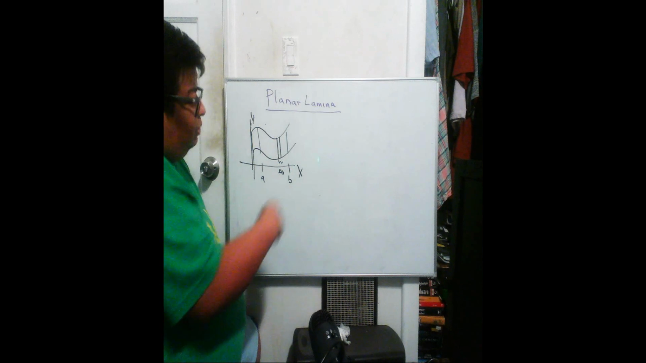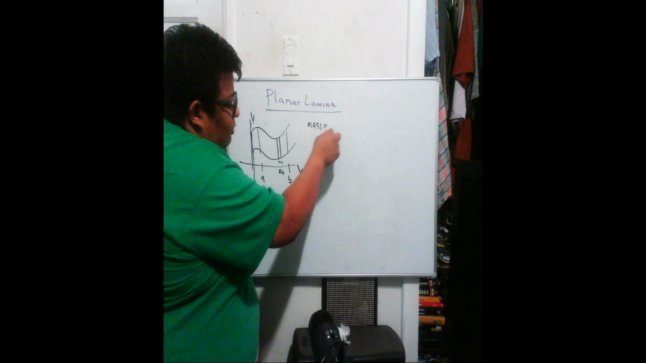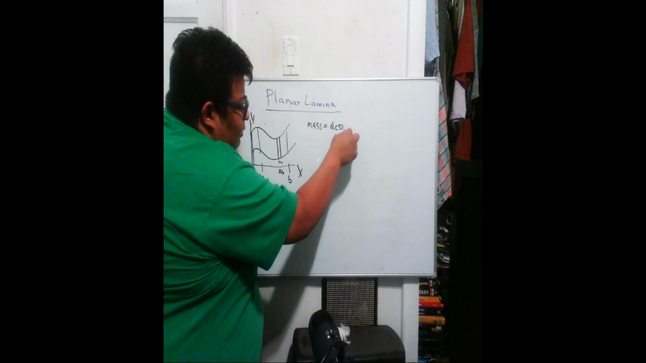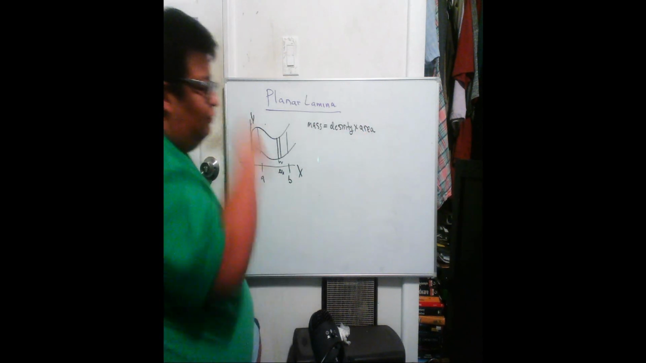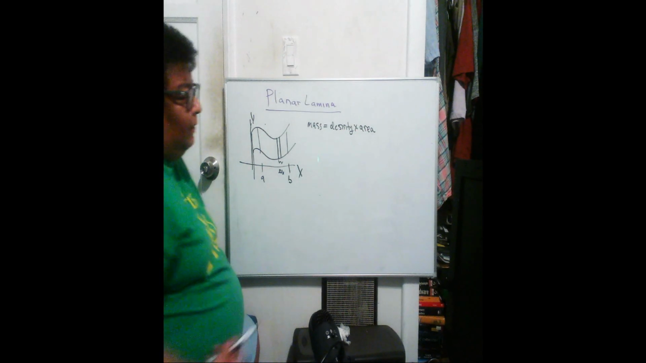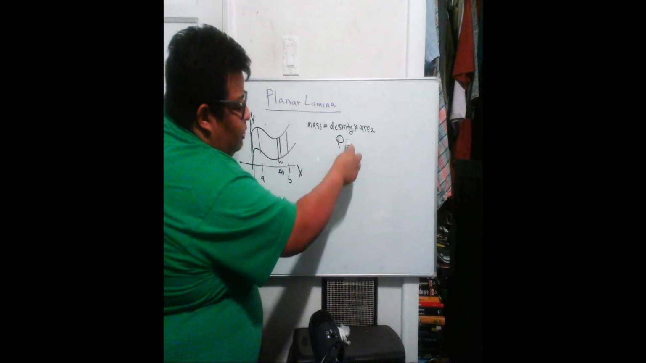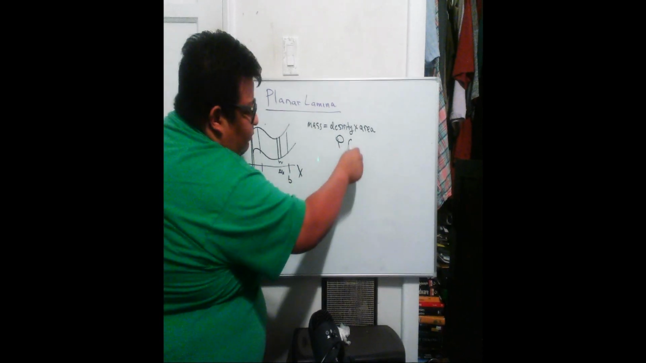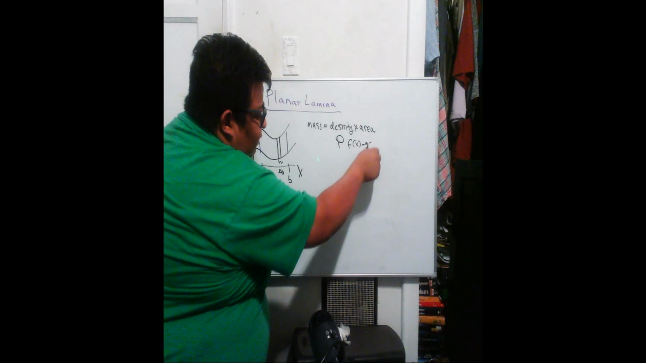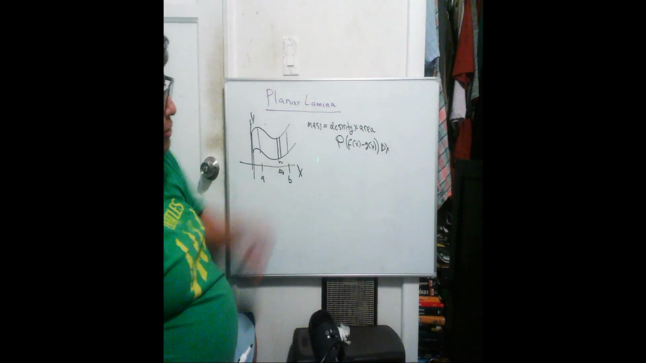Now, where did those formulas come from? Well, we first said that the mass is equal to density times area. That's one of the first things I told you. The density we call rho, and the area is the height, which is f of x minus g of x, multiplied by delta x. So that gives the mass.